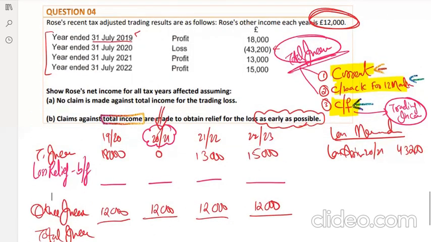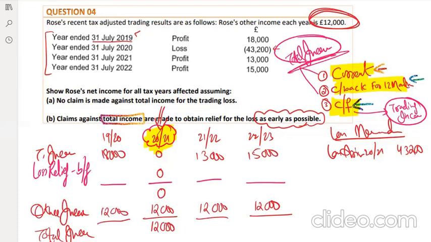First of all, the year of loss. This is the year of loss. I am only solving this year. Okay, very carefully look at it. This is 0. 12,000 other income means I have total income of how much?